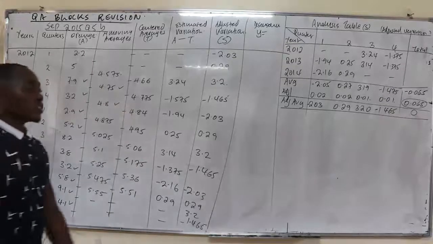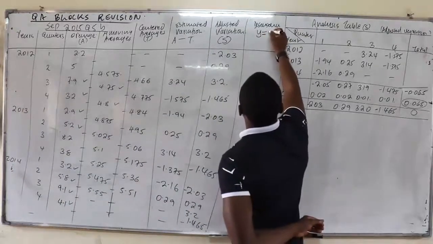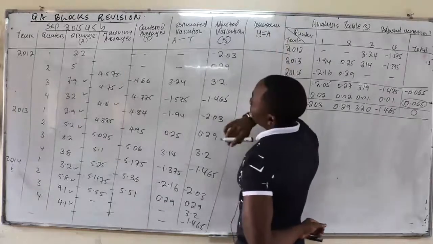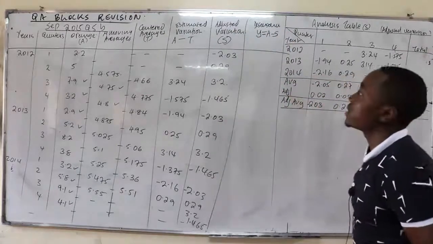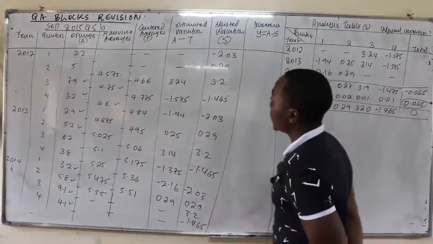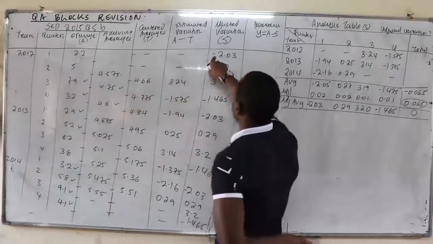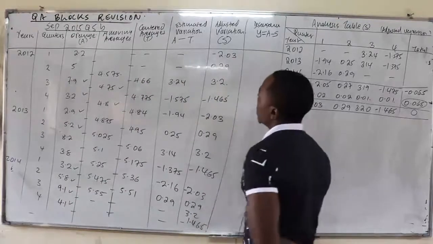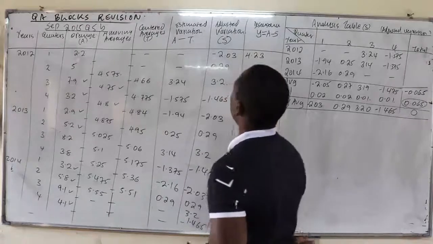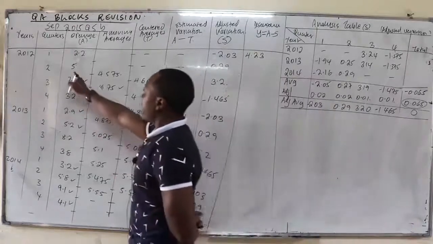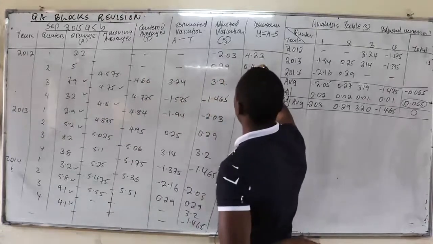And lastly, we get the deseasonalized data. To get the deseasonalized data, when using the additive model, you take A, that's the actual data, minus the adjusted variation. So it's A minus S. For example, the first one will be taking 2.2, you deduct negative 2.03. What do you get? In that case, you get 4.23. Then the second one, you take 5, you deduct 0.29.